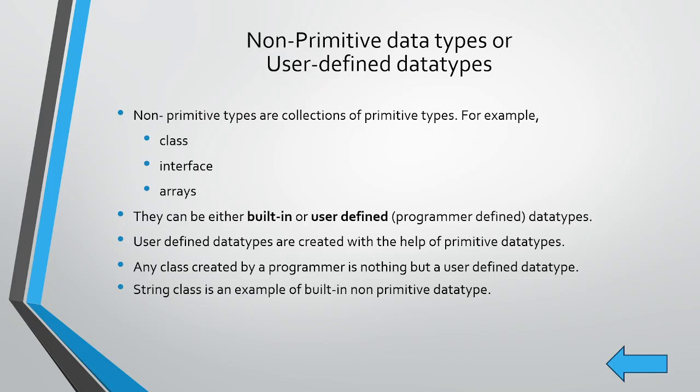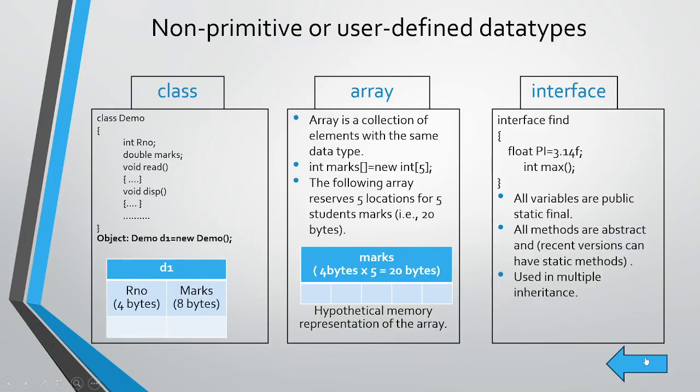Any class created by the programmer is nothing but a user-defined data type. And String class is an example of a built-in non-primitive data type. It comes along with the Java language. See, I have created small examples over here to make you understand, but each one we will understand later on.